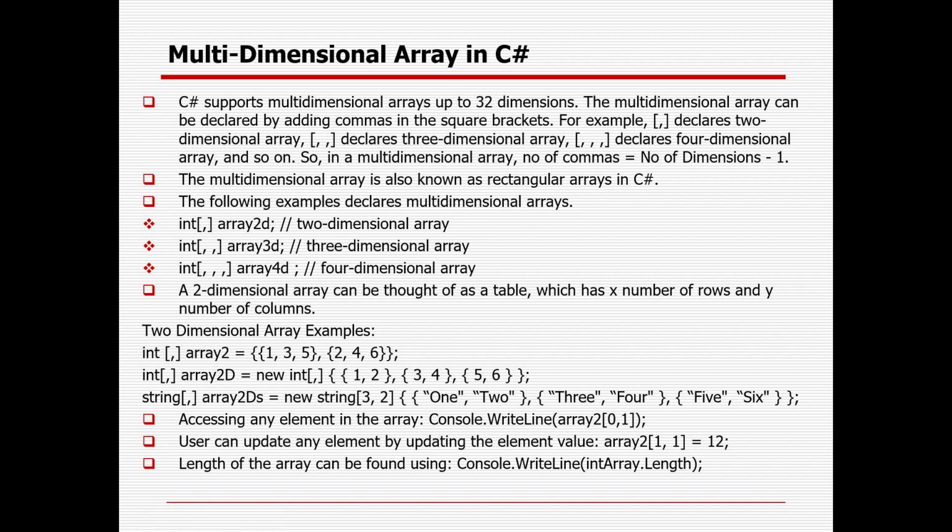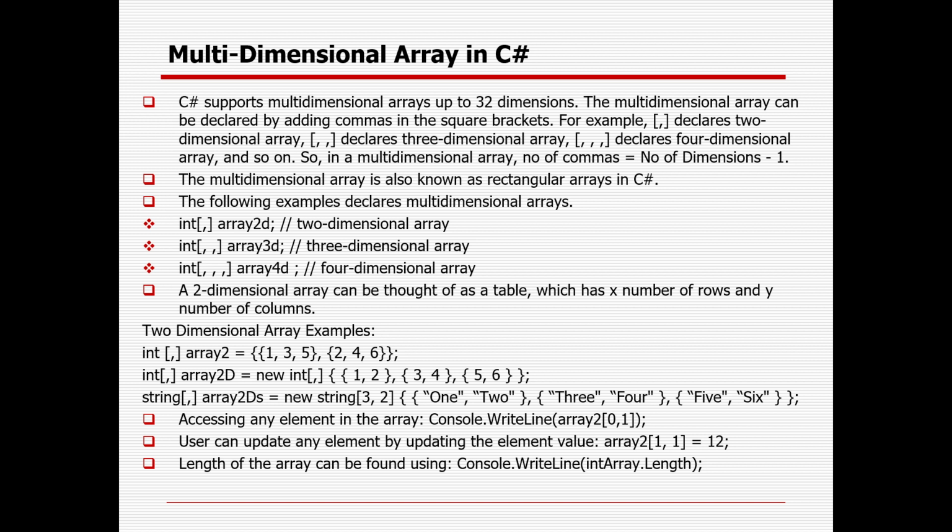A two-dimensional array can be thought of as a table. It's a tabular form which has x number of rows and y number of columns. So it will be rows and columns. For every row there will be multiple columns. Similarly second row, third row, fourth row, and the columns will be 1, 2, 3, 4 like that.